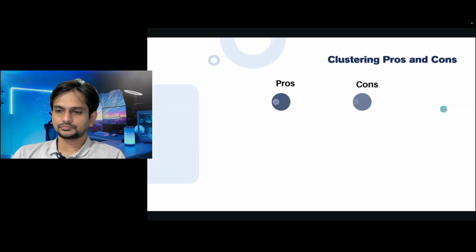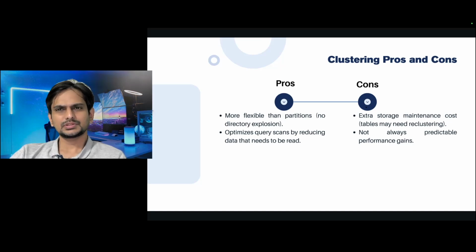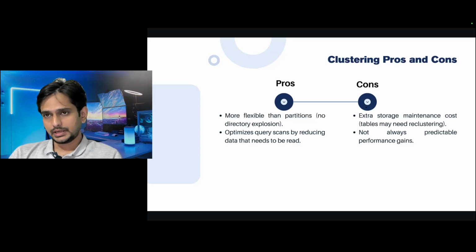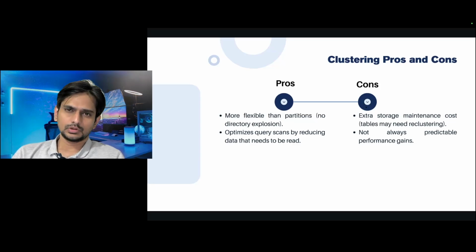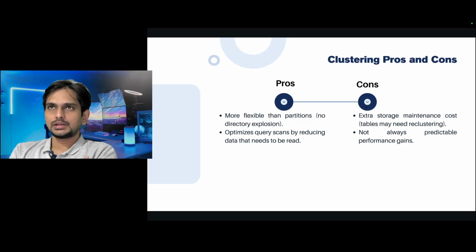Next, moving on, we'll see the pros and cons. The advantage of clustering is that it reduces the amount of data scanned, which means faster queries and lower cost. It works well with high cardinality columns like customer ID and product ID, where partitioning would create millions of tiny folders. So that's a key difference, and I want you to note this particular point. If you talk about partitioning, it will take whatever column you define as the partitioning column and create that many partitions.